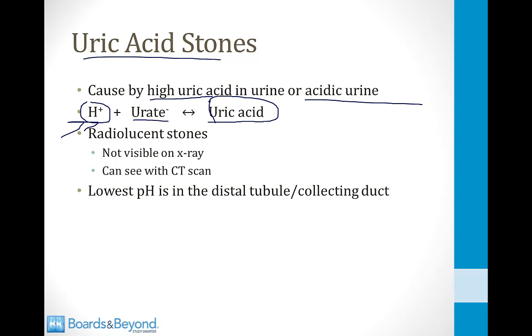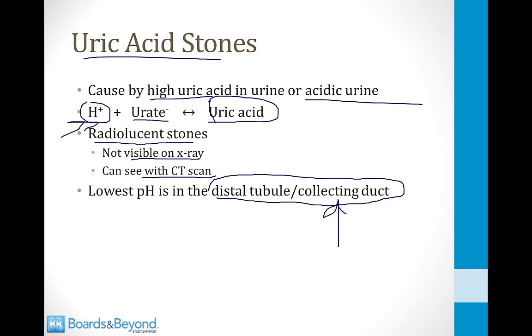A very important point to know about these stones is that they are radiolucent, so they will not be visible on X-ray. You can, however, see them with CAT scans. And the lowest pH in the nephron occurs in the distal tubule and the collecting duct, so this is a common place for uric acid to start to precipitate out of the urine. Remember that in the collecting duct, hydrogen ions are being secreted by the cells into the urine, so the pH gets very low there, and that's where uric acid stones can form.